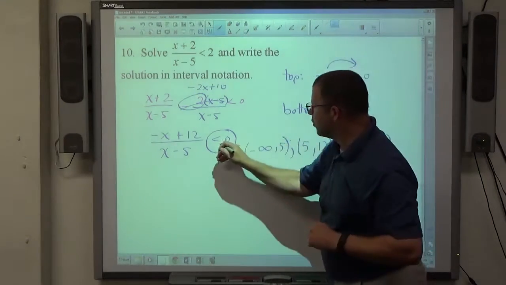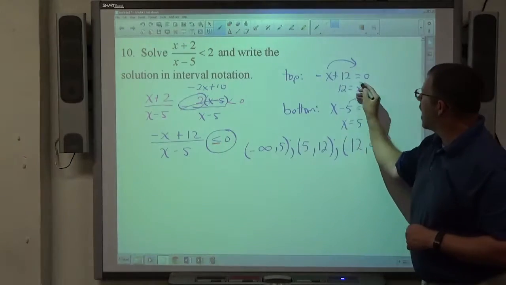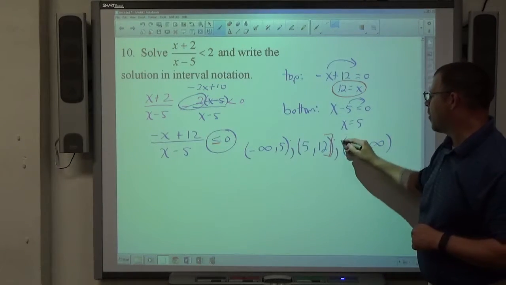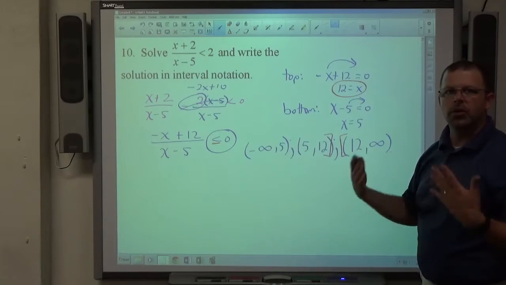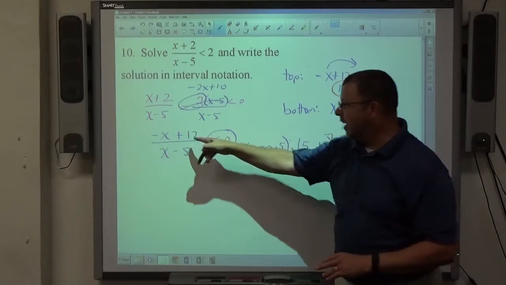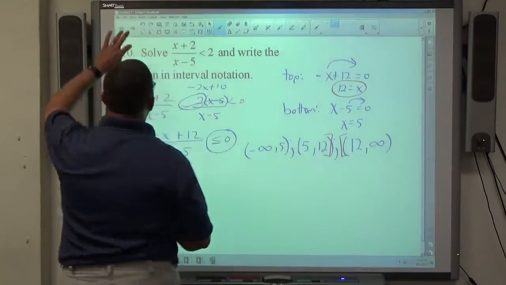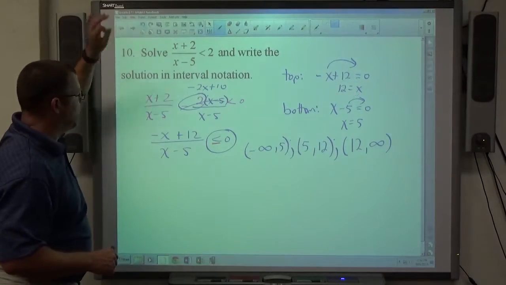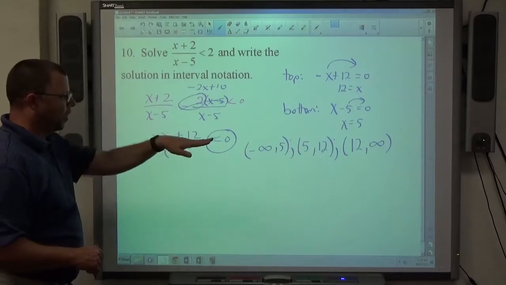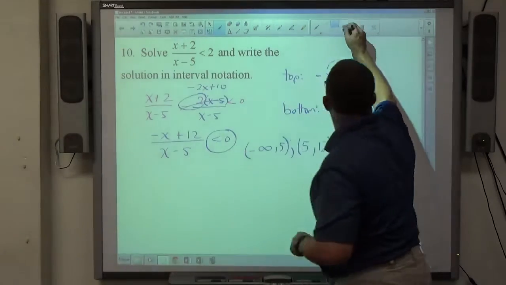If it said less than or equal to, the top zero is 12, so that one would be bracketed. The 5 would still be parentheses because we couldn't allow the expression to equal 0 when x is 5, because it actually is undefined at that value. Okay, but again, ours does not have less than or equal to, it just has less than, so we're going to go with these intervals the way they are.